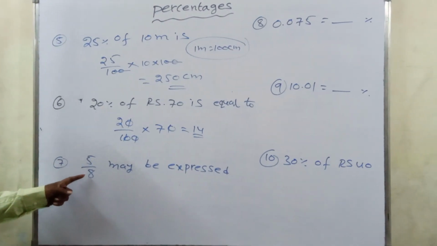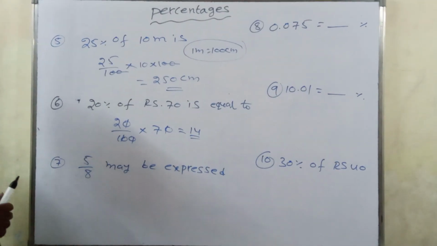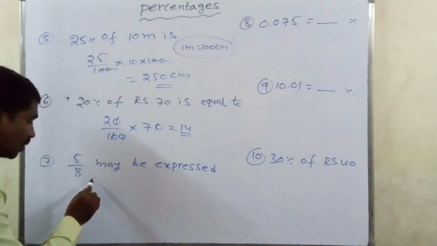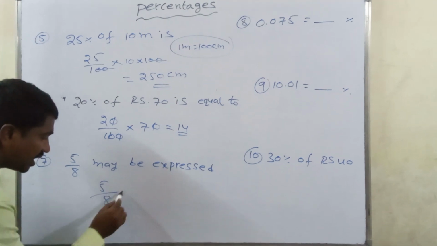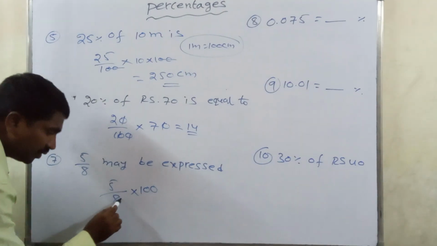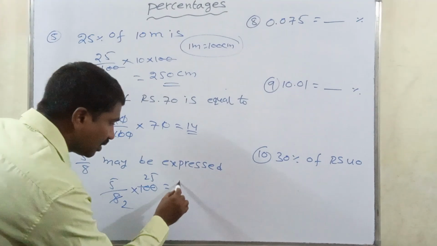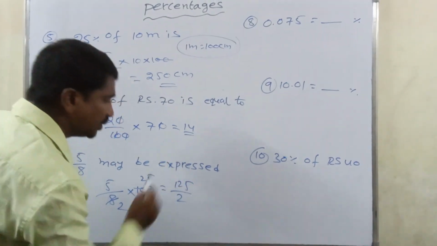Let us see the seventh question, 5 by 8 may be expressed as a percentage. This is in fraction, we have to convert the fraction into percentages. We should multiply with 100. 5 by 8 into 100. 4 twos, 4 25s, 25 fives, 125 by 2.